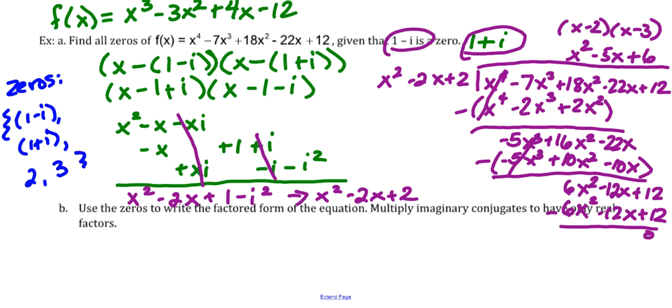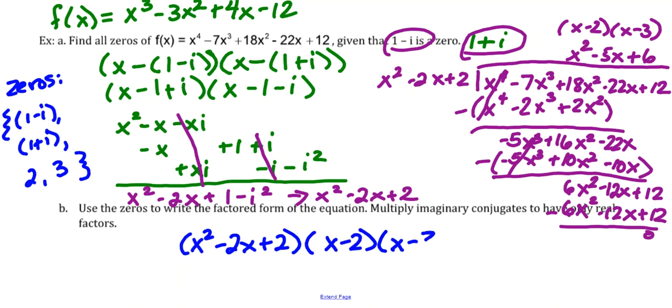So 4 zeros altogether. And then it says use the zeros to write the factored form of the equation, multiply the imaginary conjugates to find the real factor. So here's my real factor that came from my imaginary conjugates, x squared minus 2x plus 2. And then these are my other factors over here, x minus 2, x minus 3. And to make it an equation, we're going to put f of x equals in front. Okay, so that's the end of page 2.